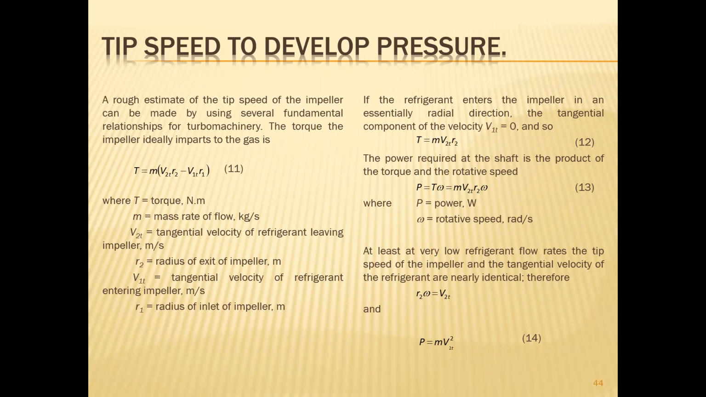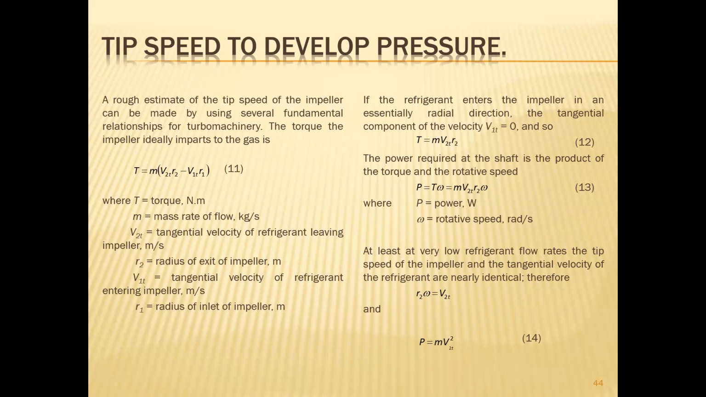Okay. The power required at the shaft is the product of torque and the rotative speed. So, P is equal to T times omega or W, M V sub 2T R sub 2 W or omega. So, W na lang. Where P is equal to power in watts, W is rotative speed in radians per second. Watts to kasi yung velocity mo is meter per second, radius mo is meter, mass mo is kilogram per second. So, pag multiply mo siya, magiging watts. Okay? Kung gusto mo gawing kilowatts, divide mo ng 1,000.